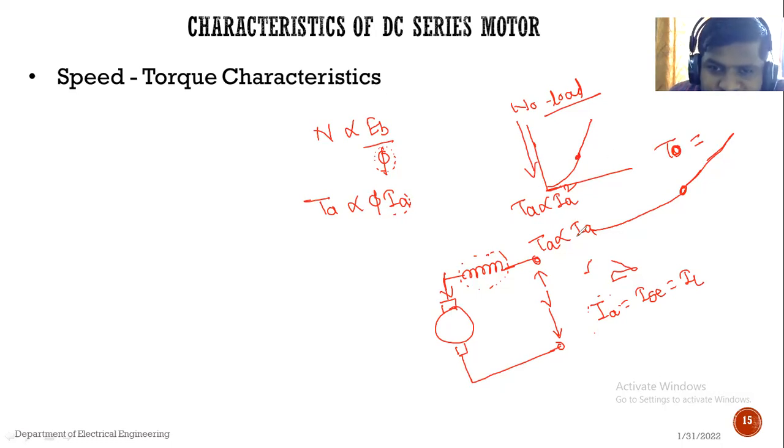If the current is minimum, that means the armature current is minimum. We know that the field winding also carries the armature current. Which current does the field winding carry? The armature current. Since the armature current is low, how much will the flux production be?